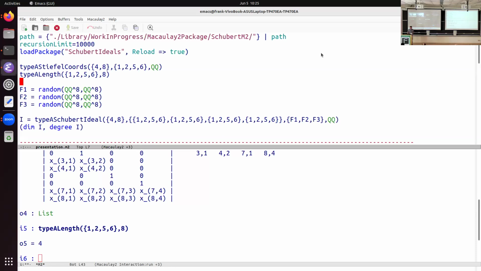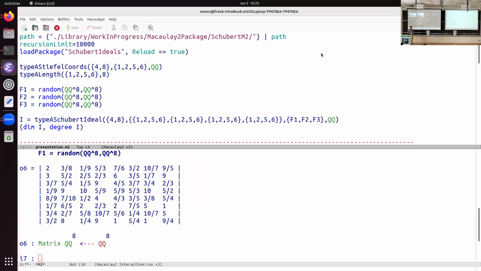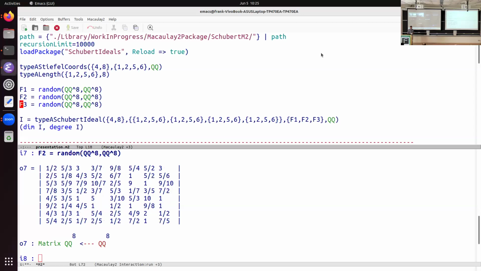So what I want to do is I'm actually going to intersect 4 of these guys together because each has codimension 4. The whole space has dimension 16. I should expect a 0-dimensional intersection when I do this. So I'm going to generate some flags. So this is the random command in Macaulay2. You can get random flags.